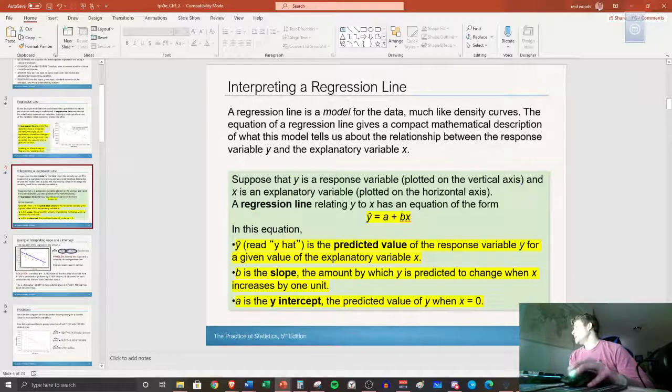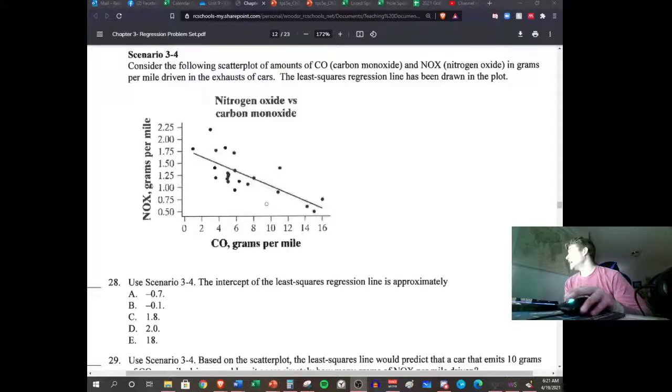There's that. So let's talk about this example over here on the left. Consider the following scatter plot for amounts of carbon monoxide and nitrogen oxide in grams per mile driven in the exhaust of cars. Here's the least squares regression. There seems to be a negative trend to this data. The more carbon that you're outputting, the less nitrogen oxide that you're emitting, and vice versa.